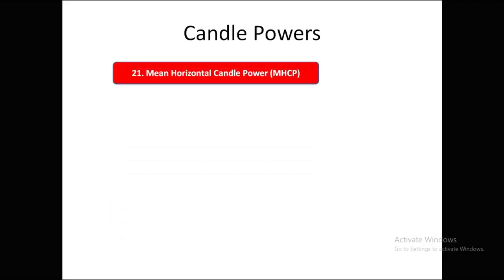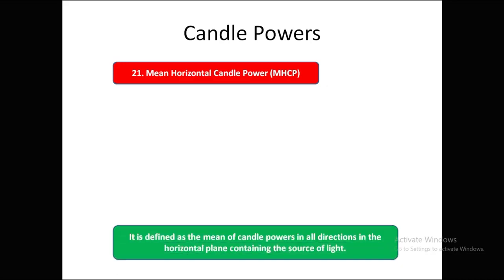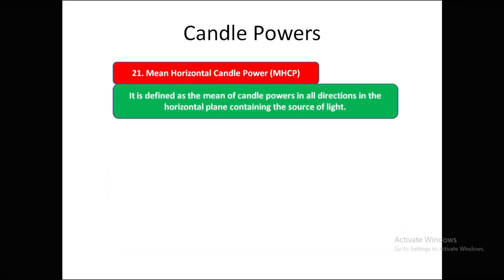Let us see some of the candle powers. There is mean horizontal candle power. The definition is the mean of candle powers in all directions in the horizontal plane containing the source of light. Here we have considered the mean of candle powers in all directions on the horizontal plane. So it's limited only to the horizontal plane.